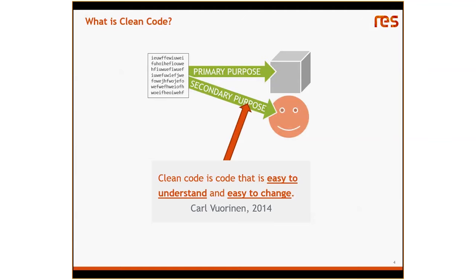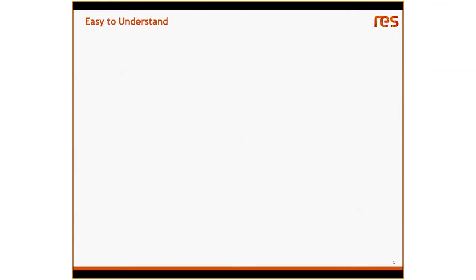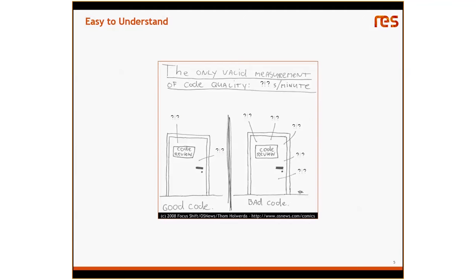So let's break that down a bit and look at what easy to understand means. One of the main advocates of clean code is Uncle Bob, and he uses this image to explain what good and bad code is. It's based on the idea of questions per minute. When you're reviewing some code, the lower the number of questions per minute, the easier the code is to understand, and the cleaner it is.